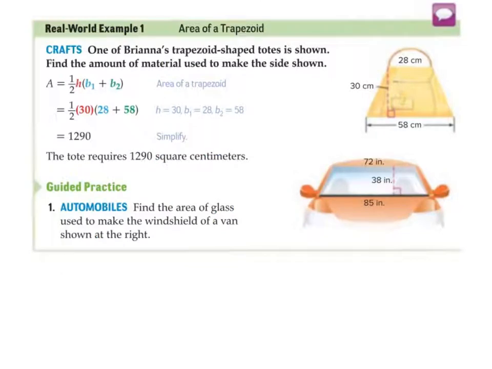Okay, so now we're looking at example 1 into real world examples. Again, we've got what is a purse here. B1 is 28, B2 is 58, and the perpendicular height is 30. Quote the formula, line of working out, and put your answer. And don't forget, area is square units.